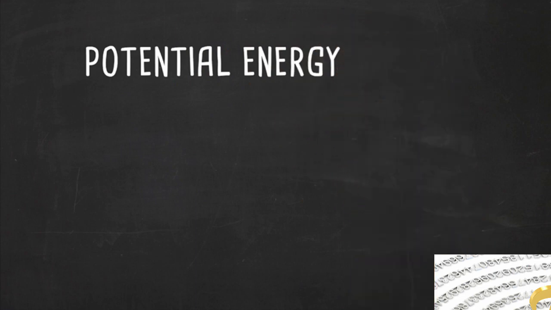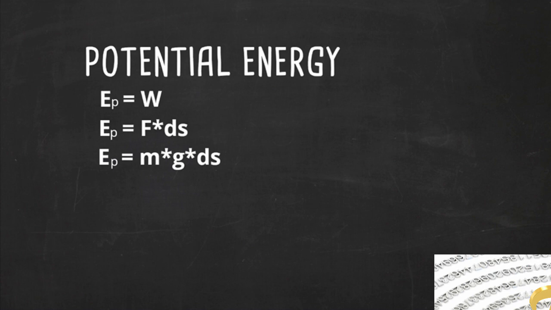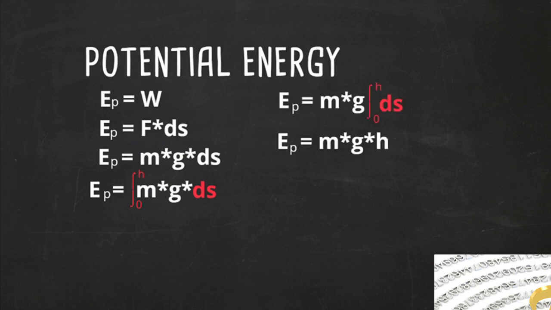We want to do work against Earth's gravitational field. Work is force times displacement. Force can again be broken up into mass times acceleration, but our acceleration is g, since we are close to the surface of the Earth. We integrate with respect to displacement to get our familiar equation for potential energy.